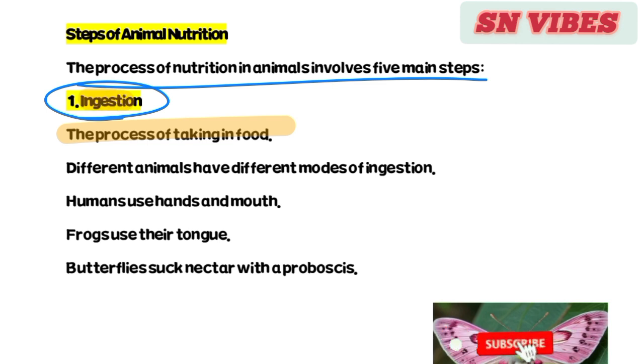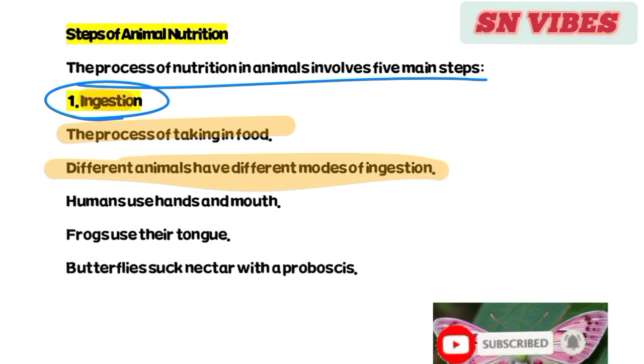Different animals have different modes of ingestion. Each animal, including the human being, takes in the food, meaning ingestion, in a different mode, right? So let us see some of the modes of ingestion. First is the human. The human uses his or her hand and the mouth for the ingestion of food into the body. And the second is the frog. The frog uses its tongue for the ingestion of the food.